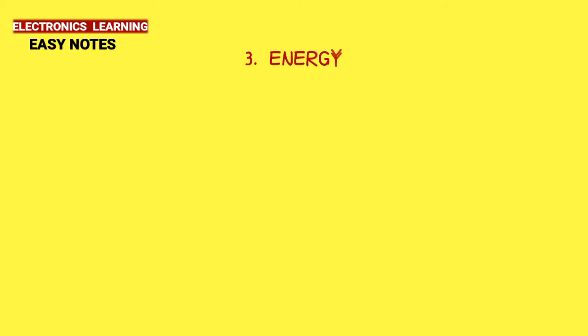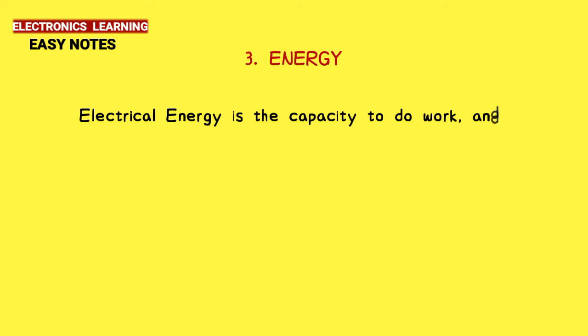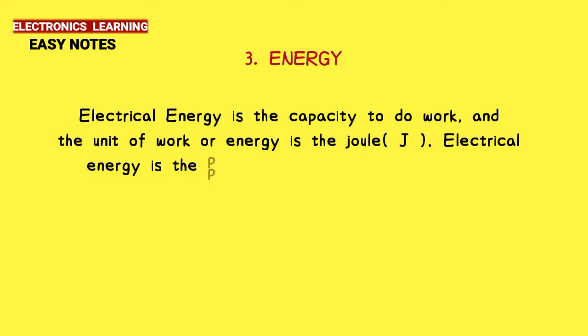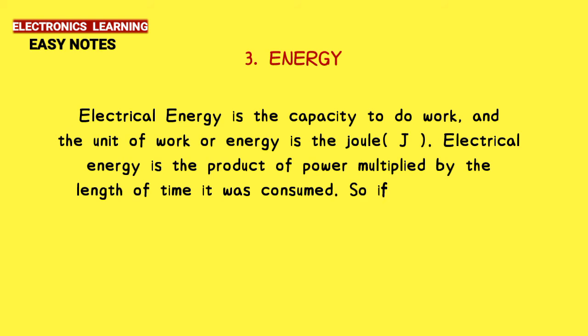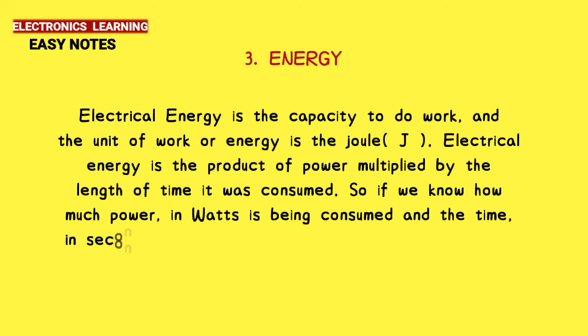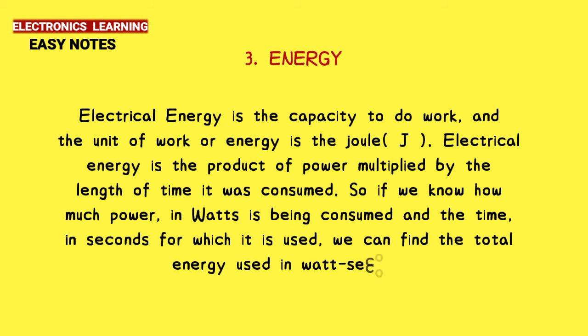Energy. Electrical energy is the capacity to do work, and the unit of work or energy is the joule, J. Electrical energy is the product of power multiplied by the length of time it was consumed. So if we know how much power, in watts, is being consumed and the time, in seconds, for which it is used, we can find the total energy used in watt-seconds.